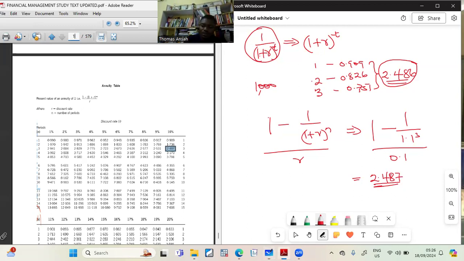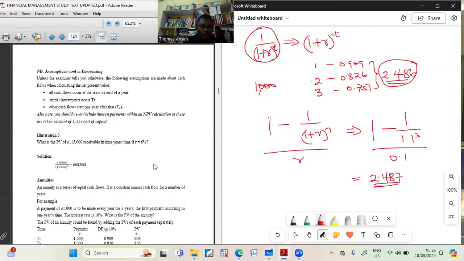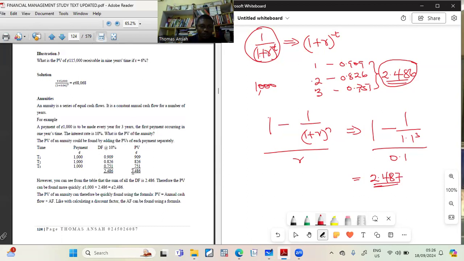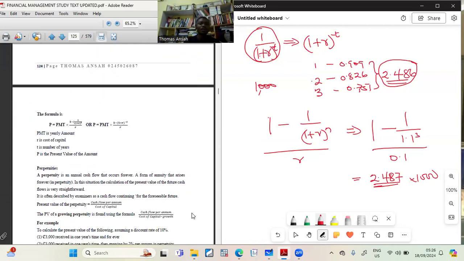Once you have it, you multiply it by your cash flow. Our cash flow is 1,000, and when you multiply them, you get this figure. That is how you go about doing your annuity. You could see that we read it from our table and also fixed it into our formula. That is not a problem because we have already done all these things. So that is dealing with the annuity.